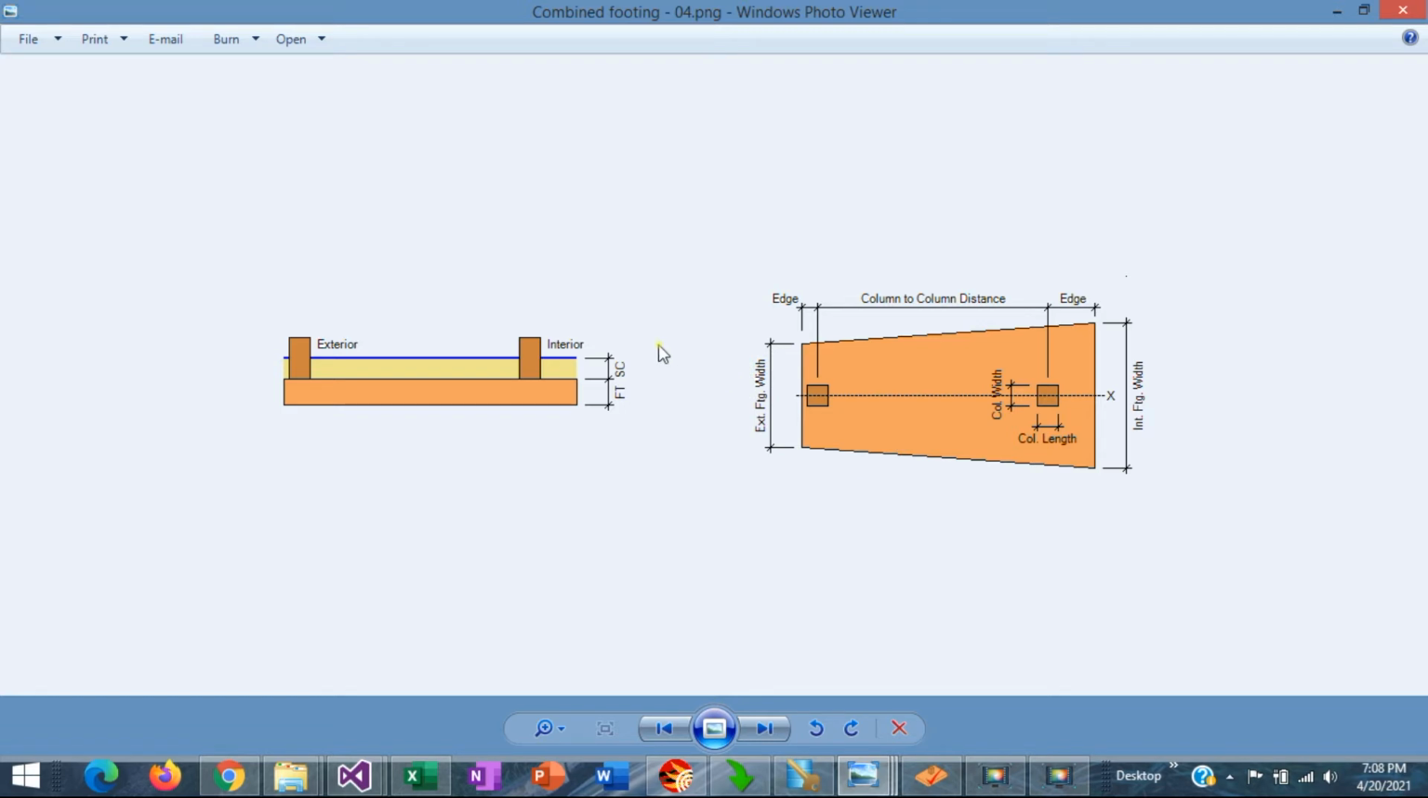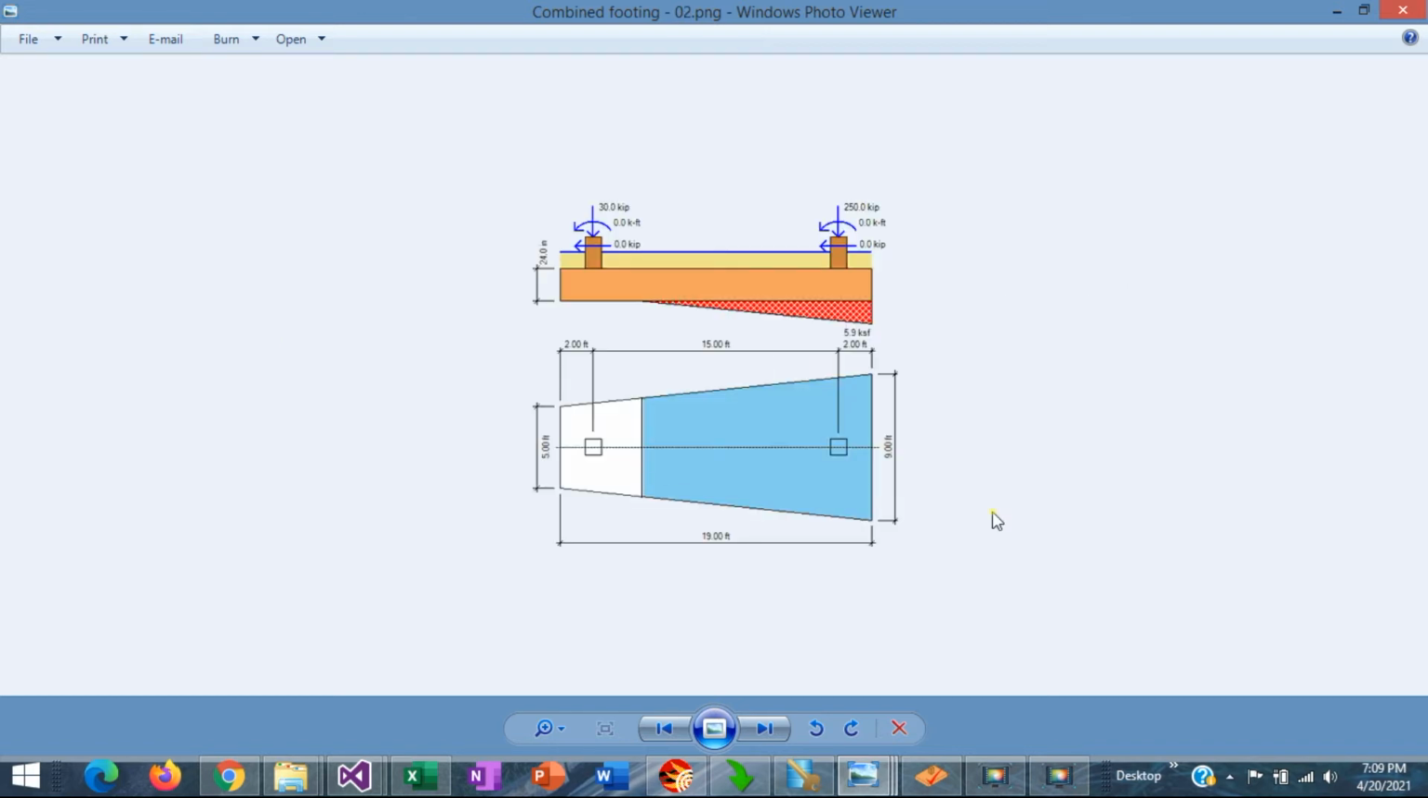However, when the available space is limited at the field due to the presence of other existing footings or underground piping or other obstructions, then a trapezoidal footing may be the only option. In any case, the calculation of the bearing pressure would be affected. So let's go ahead and discuss the calculation of the bearing pressures under a combined footing.